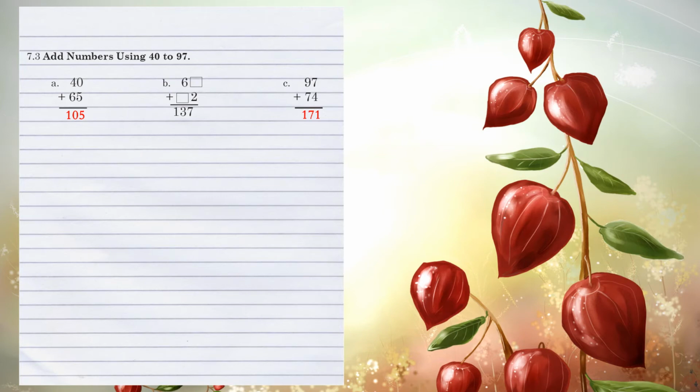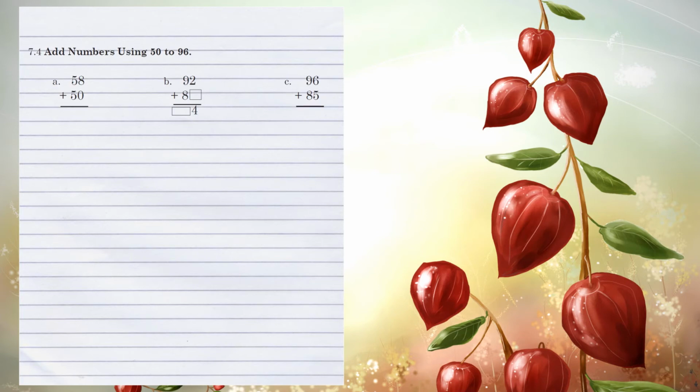Let's look at example B. We have two missing numbers that we want to fill in. Let's look at the ones column. What number plus 2 would equal 7? Well, there is one. That would be 5. Let's look at the tens column. 6 plus what number equals 13? Okay, so what one number that when you add to 6 equals 13? That would be 7.